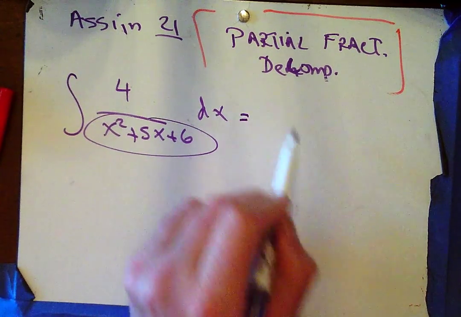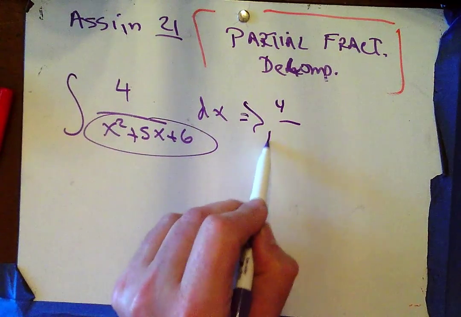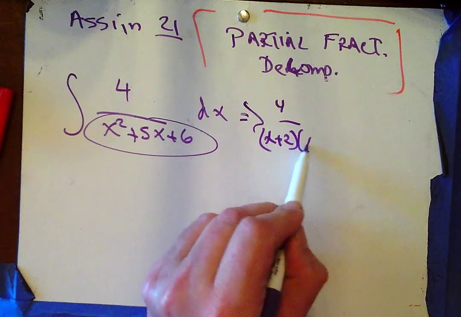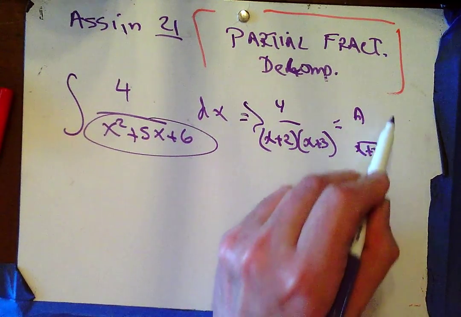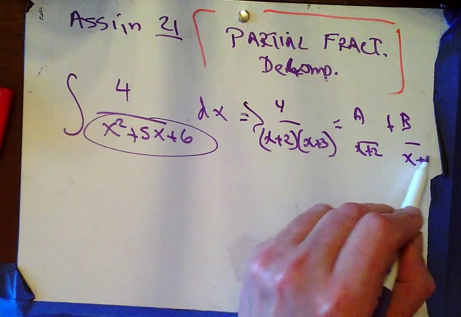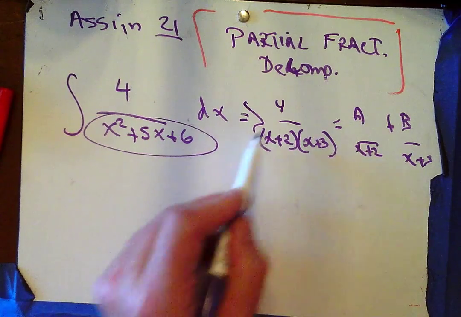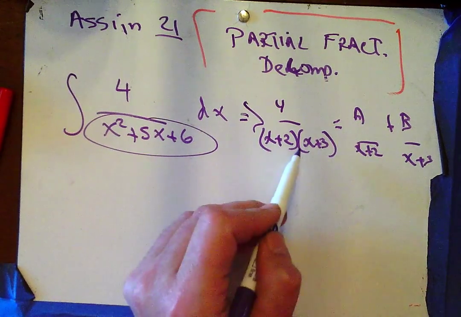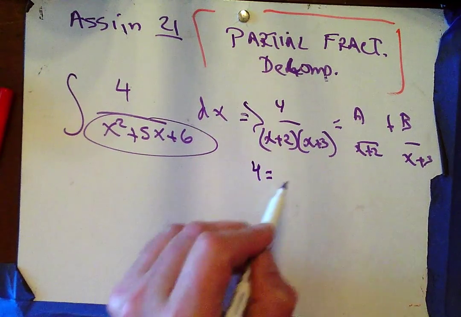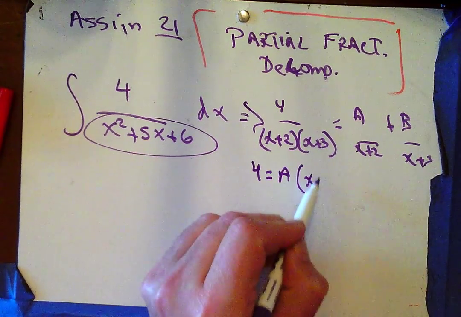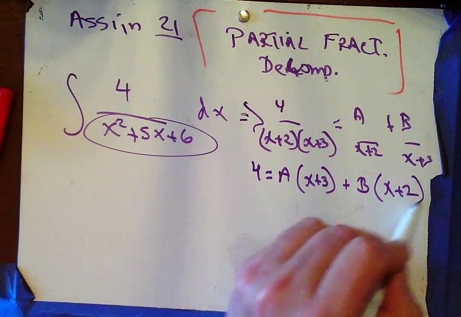So we know that this is going to be 4 over x plus 2, x plus 3 equals a over x plus 2 plus b over x plus 3. And I multiply everywhere by the least common denominator. That's just this. It's not this times this times this. Don't do that. That's bad. And so you should end up with 4 equals a, x plus 3 plus b, x plus 2.